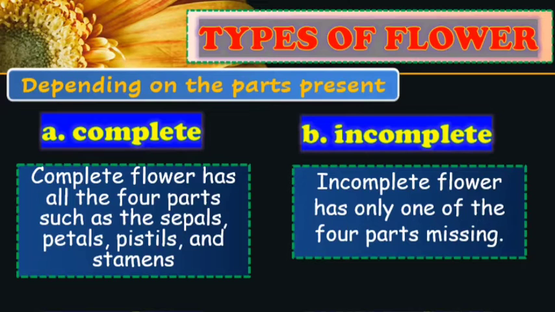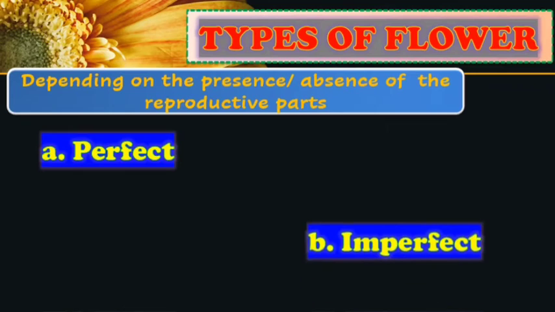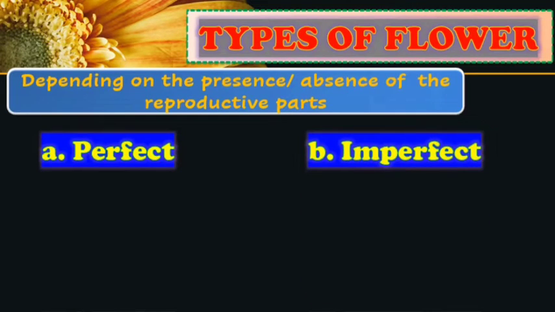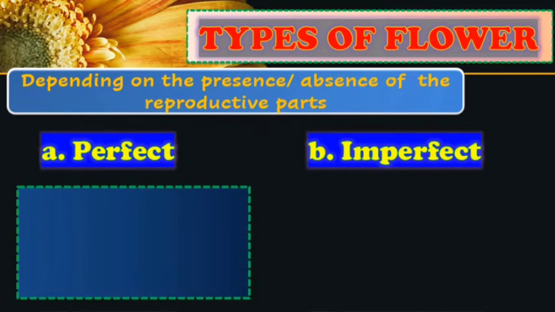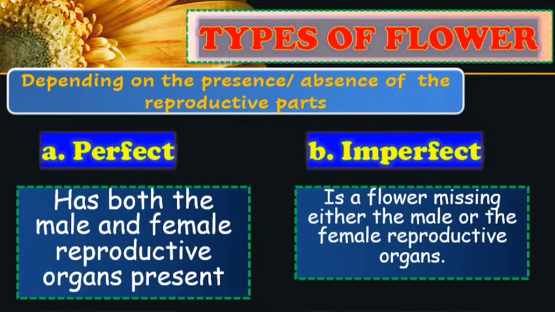We also have types of flowers depending on the presence or absence of the reproductive parts. We have perfect flowers and imperfect flowers. A perfect flower has both the male and female reproductive organs present, while an imperfect flower is missing either the male or the female reproductive organs.